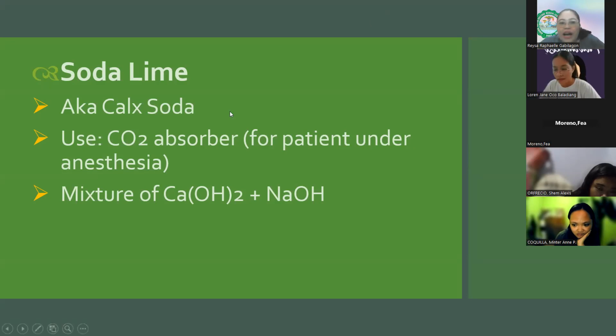Let me continue. We have the soda lime, or this is known as the calc soda. So ang gamit naman nito, by the way, before that, soda lime is not really a compound of sodium, but it is a mixture of sodium hydroxide and calcium hydroxide. Okay? So again, we call that soda lime or calc soda. Ginagamit ito as carbon dioxide absorber for patient under anesthesia para hindi nila ma-inhale yung maraming carbon dioxide. Okay, absorb ng soda lime ito.